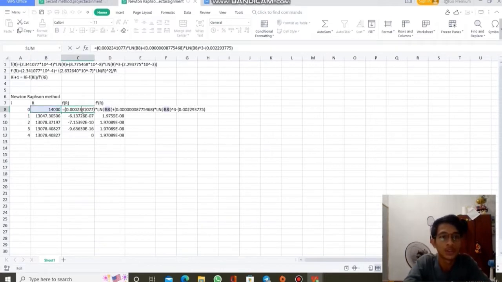So we just insert the value R in the equation F(R). So we get 0.002341077 times ln, we insert the value R 14,000, plus 8.775468 times 10 power of negative 8 times ln 14,000 power of 3, minus 2.293775 times 10 power of negative 3. So we get value here.